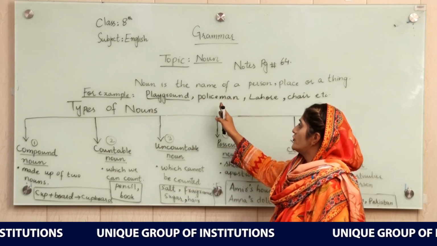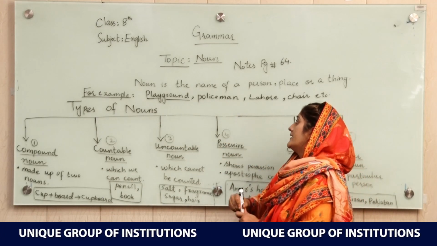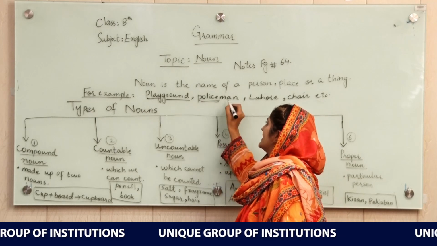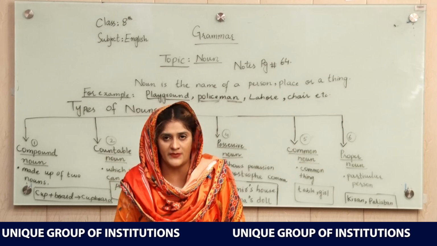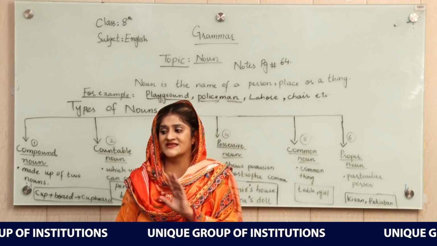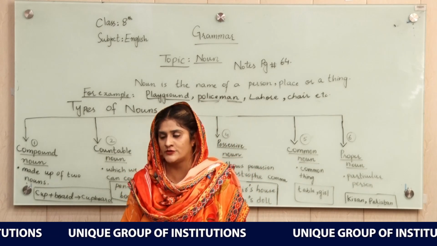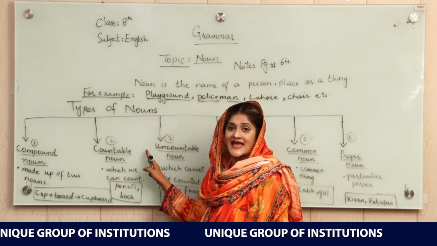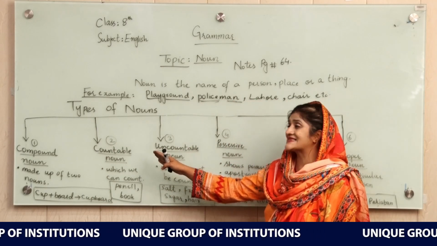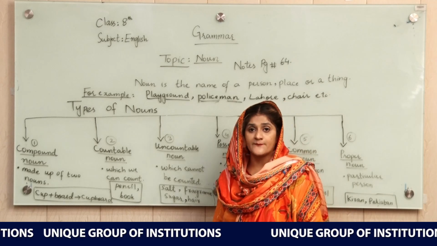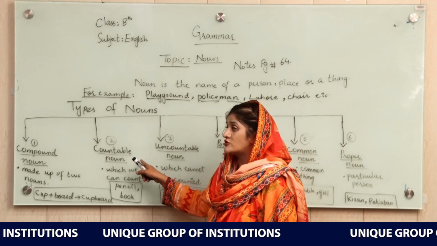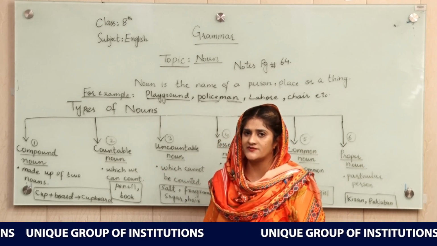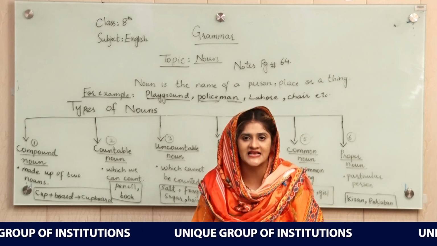So let's move towards policeman. Police you can see and man you can see. So policeman is also a compound noun. I hope that this concept is clear to all of you. Let us move towards the next concept of noun, which is countable nouns. Students, the title itself is telling you a lot. Countable nouns are nouns which we can easily count.